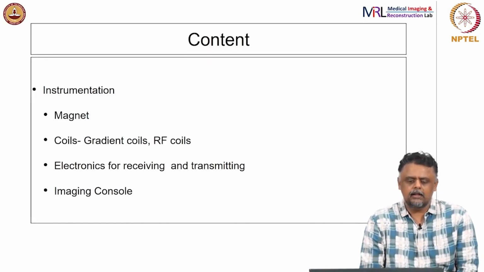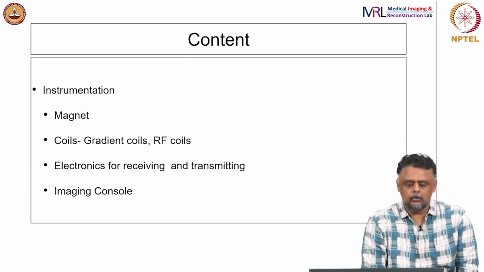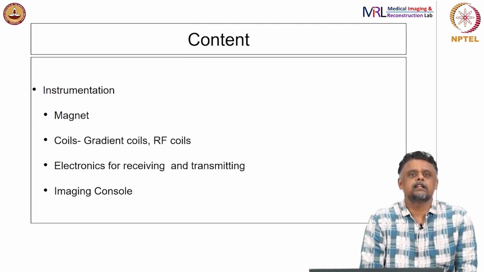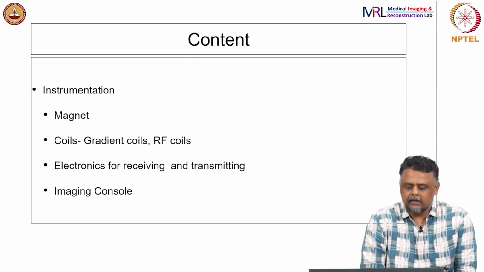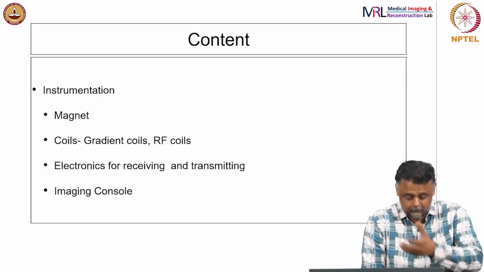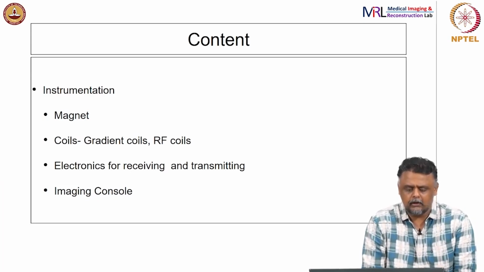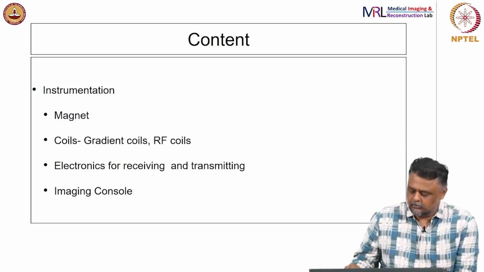We will look at some of the hardware that goes into an MR imaging system. I called it instrumentation, but we will only be looking at it superficially, just seeing what the components are. We will look at the main component, the magnet, the gradient coils, the radio frequency coils, and the electronics it contains. Of course, we will not deep dive into electronics, but just say that these are some of the parts of the scanner and the imaging console.